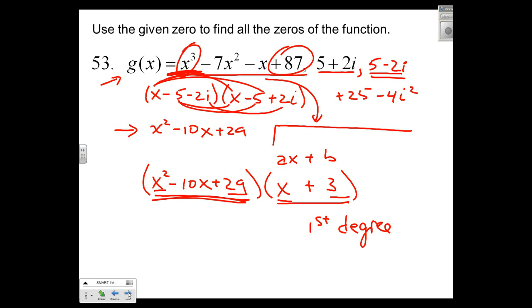So use the given 0 to find all the zeros of the function. Have we done that? Yep, here's a 0. 5 plus 2i, here's a 0. 5 minus 2i, and my last 0 comes from this factor, negative 3. So there you have it. A lot of search for zeros there.